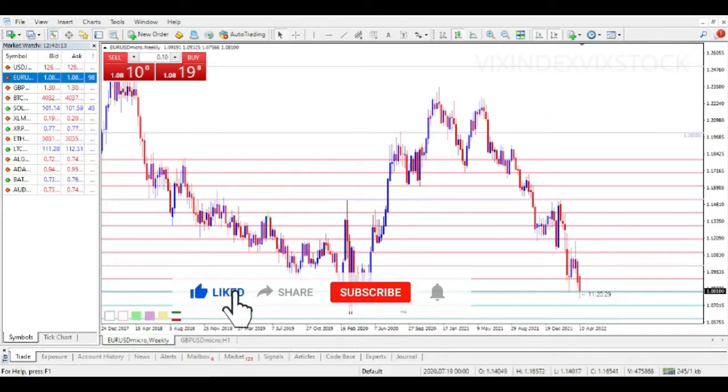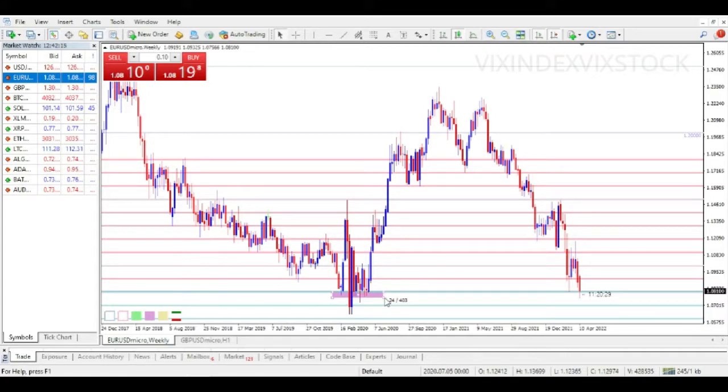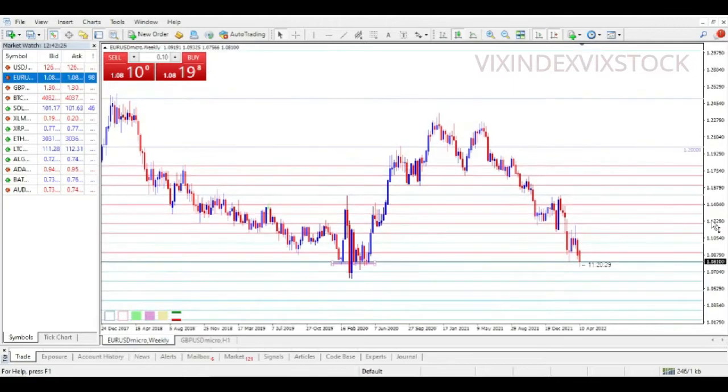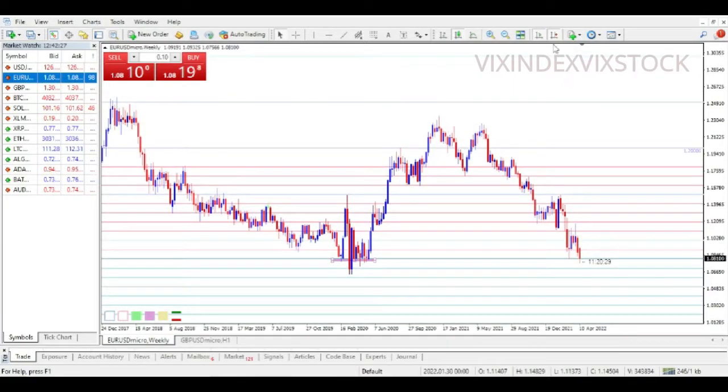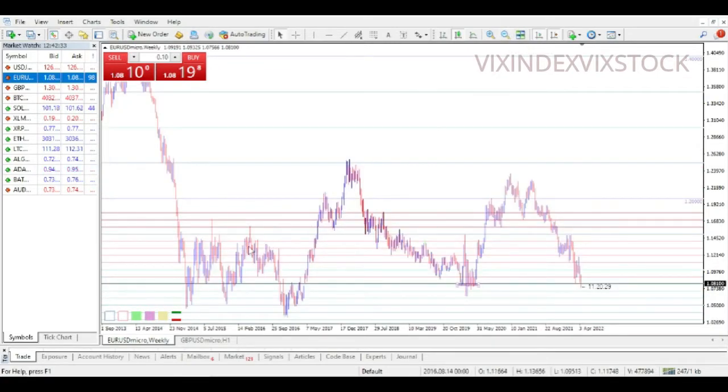2020, 2019. This is what happened when we last came to this level. This is what happened when we last touched this level. So it's an interesting area to be trading from. Let's go back a bit. Let's zoom out a bit.